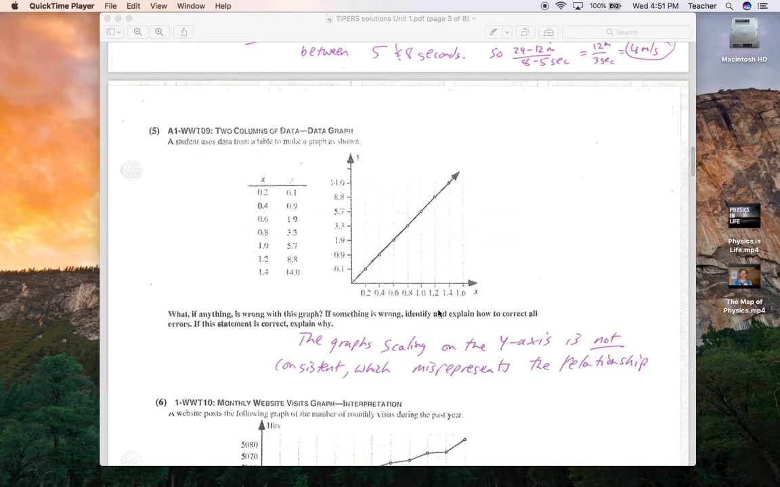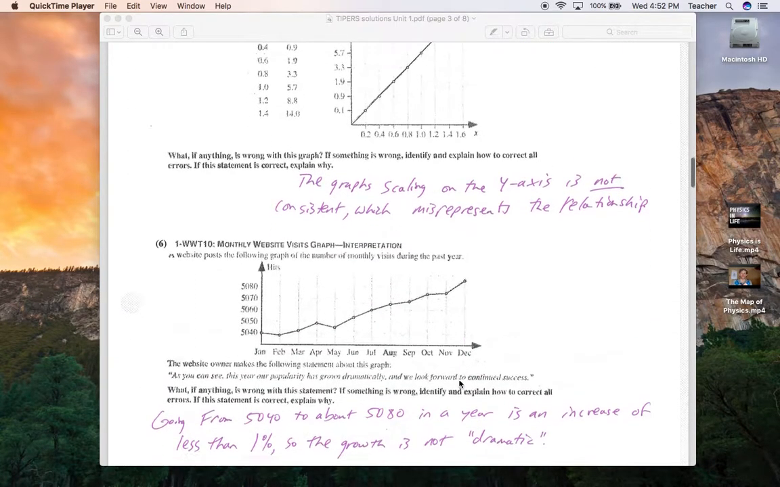For number 5, in this case it was asking what's wrong with this graph. Well, if you notice, this graph is scaled inconsistently here. That makes it look like a nice direct relationship, but in fact it is not. It is exponential. I think in my first period class, Jacob Ginter's group showed that very nicely this morning by drawing both of those graphs. So the graph scaling on the y-axis isn't consistent, and it misrepresents the relationship. It makes it look like a direct relationship when it in fact is not.